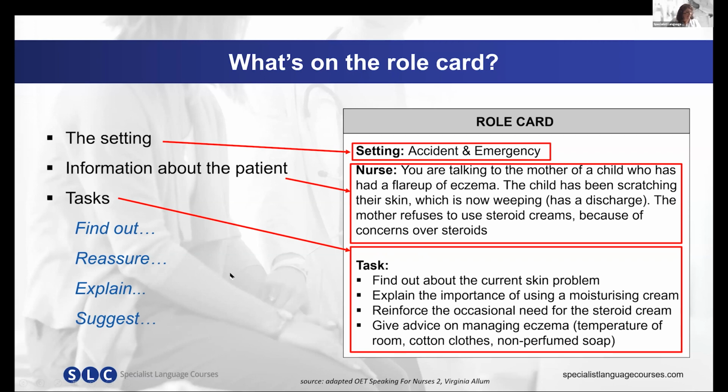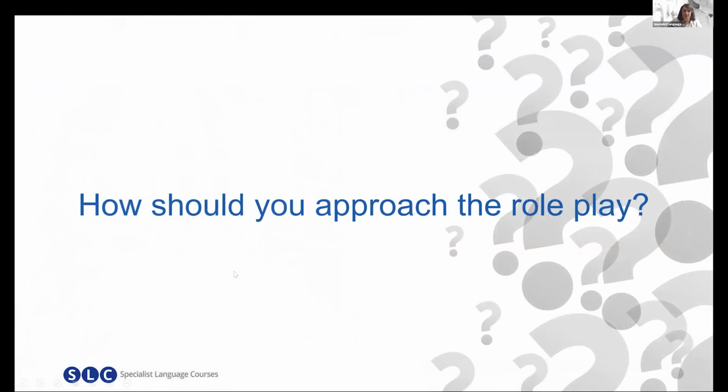So let's have a look at how you can approach the OET speaking, and then we're going to look together and do some role card analysis. So how should you approach the role play? Remember that you have those 3 to 4 minutes preparation time before you start the role play. So it's a really invaluable time where you should make the most of it and work out what to do in that preparation time so that you're ready to start the conversation as soon as your preparation time is up.